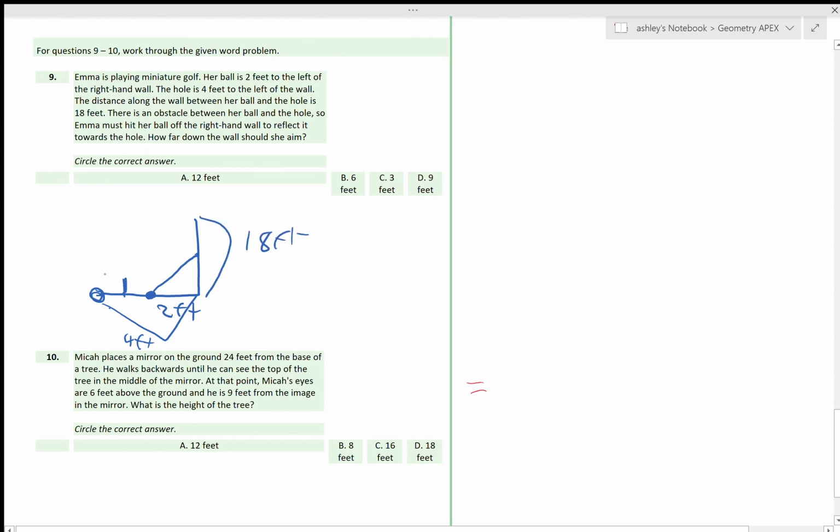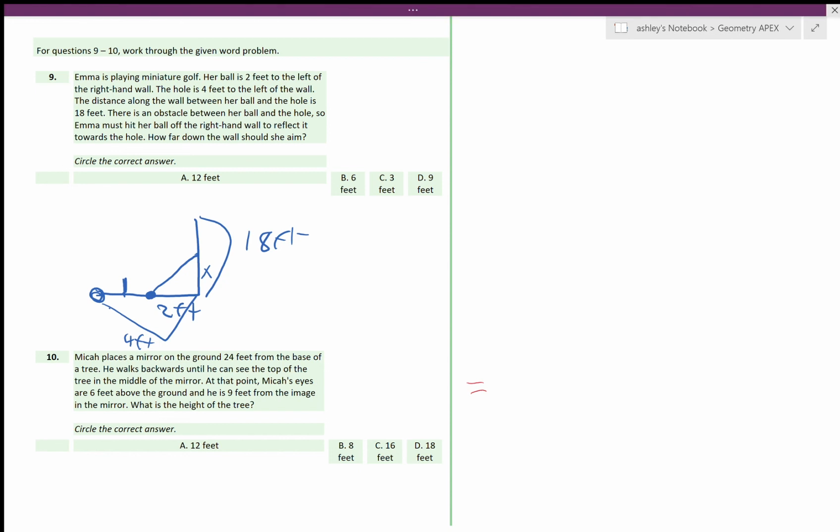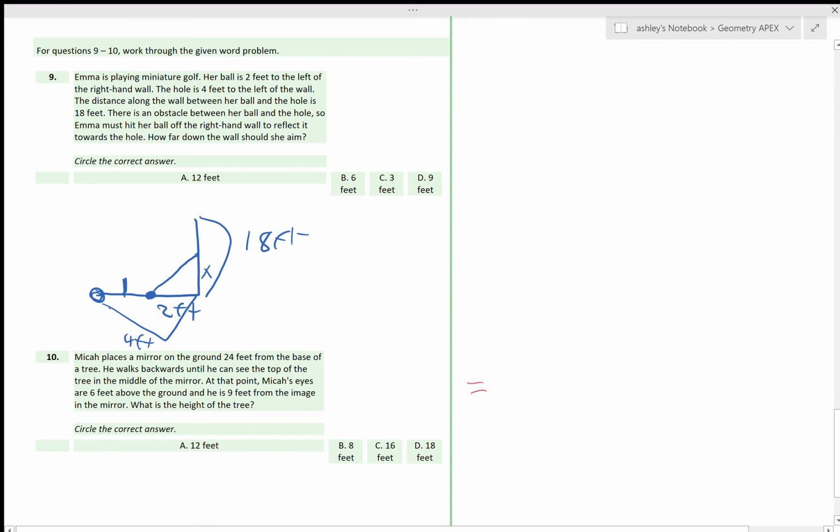There's an obstacle, I can't go straight to the hole, so I have to figure out where to hit the ball along the wall so it bounces into the hole. So this is my X. So if we're setting that up, we now have a small triangle, and then if I connect this, we have our bigger one. So our small triangle, well, we can start here. The bigger triangle, my small side is the 4, and my 18 is my larger side.